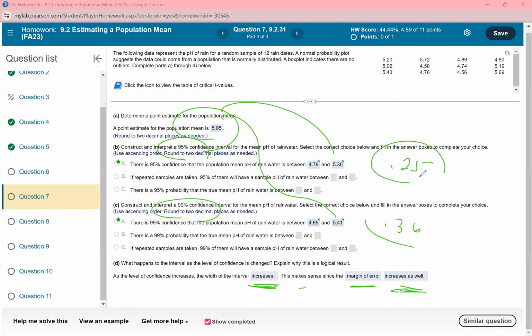Because see, remember, this is the margin of error. So if that margin of error increases, then the width of the confidence interval increases as well. So meaning the larger the confidence level, the larger the width of your confidence interval will be. The larger the margin of error as well.